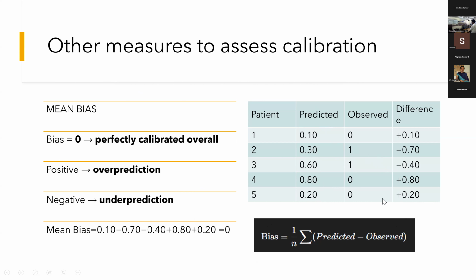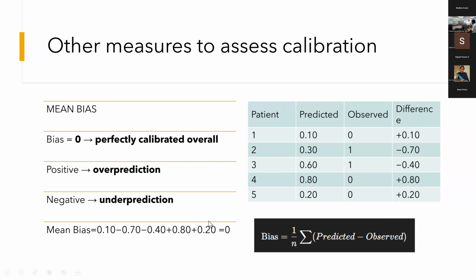Whereas the observed outcomes can only be a hard outcome as yes or no. So the observed 0 is survival and 1 is death. So we calculate the differences between the predicted and the observed outcomes for each of these patients, and we sum up all the values and divide it by 5. So if we do that, we get a mean bias score of 0, which means that the model was perfectly calibrated overall. But is it actually correct that the machine learning algorithm was well calibrated? We'll be looking at that in the coming slides.